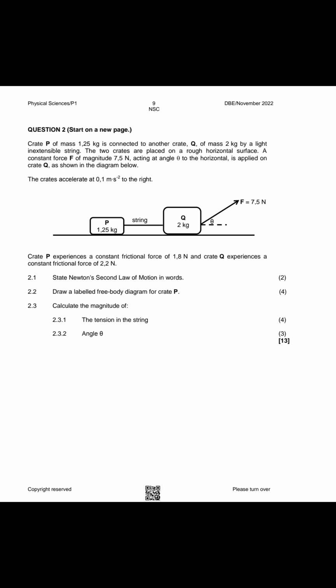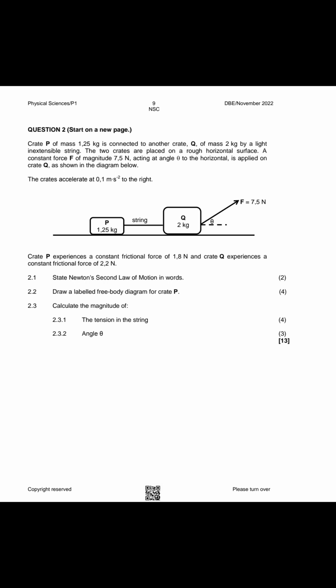The statement tells us that crate P of mass 1,2 kg is connected to another crate Q of mass 2 kg by a light inextensible string. The two crates are placed on a rough horizontal surface. A constant force F of magnitude 7,5 newtons acting at angle theta to the horizontal is applied on crate Q as shown in the diagram below.